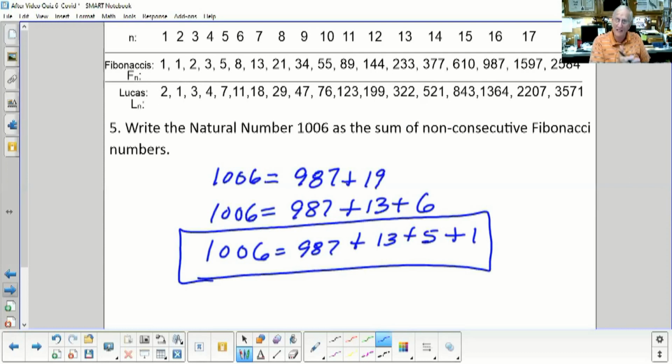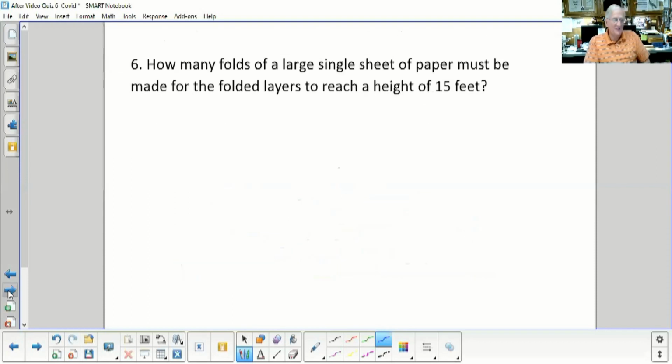Obviously, a question like this will be on your upcoming test. Let's go on. Number 6, how many folds of a large single sheet of paper must be made for the folded layers to reach a height of 15 feet? Well, remember, I'm going to have to get 15 feet converted over to what? To sheets of paper. All right, so let's do that.